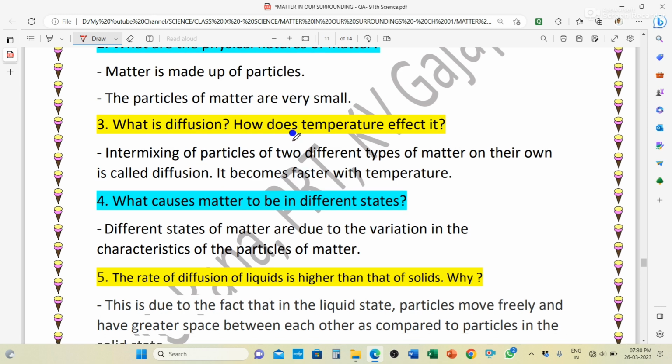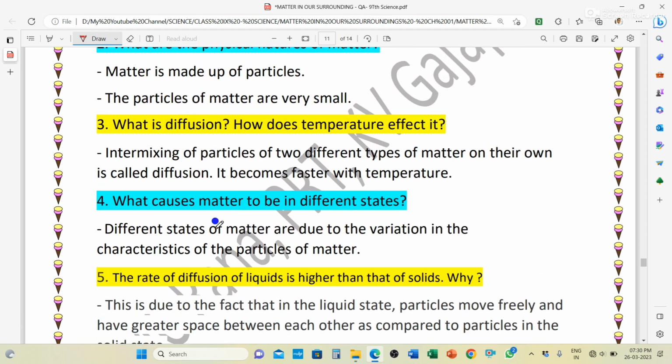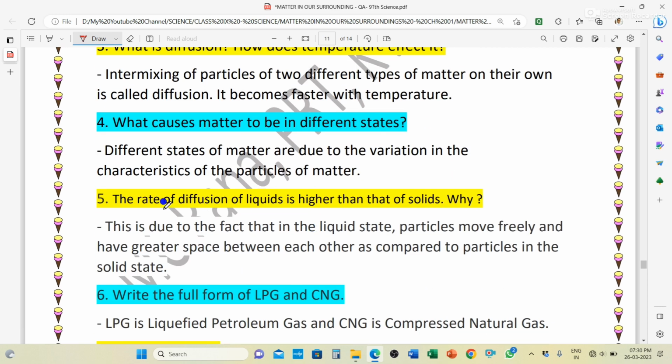What is diffusion? How does temperature affect it? Intermixing of particles of two different types of matter on their own is called diffusion. It becomes faster with temperature. Okay, rate of diffusion increases with increase in temperature. What causes matter to be in different states? Different states of matter are due to the variation in the characteristics of the particles of matter. The characteristics of solids, liquids and gases are different.